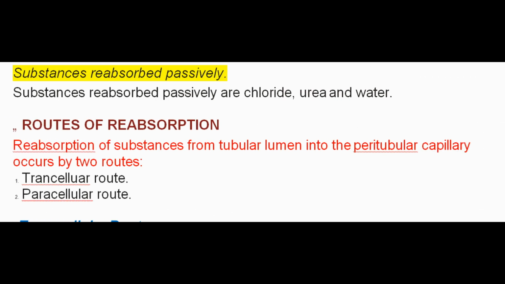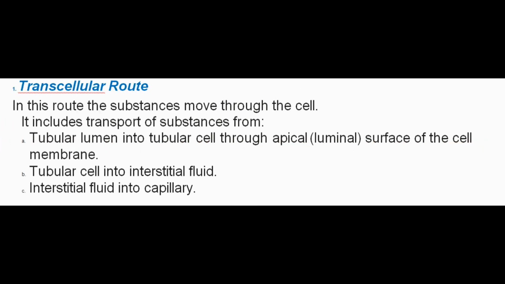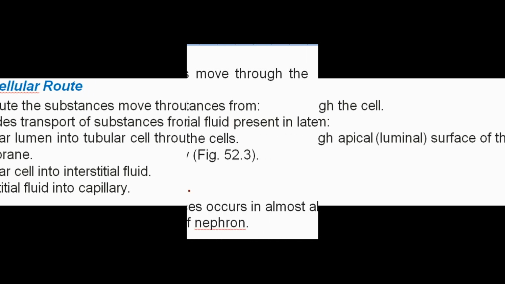Routes of reabsorption. Reabsorption of substances from tubular lumen into the peritubular capillary occurs by two routes: transcellular route, paracellular route. Transcellular route. In this route the substances move through the cell. It includes transport of substances from tubular lumen into tubular cell through apical, luminal, surface of the cell membrane. Tubular cell into interstitial fluid. Interstitial fluid into capillary.